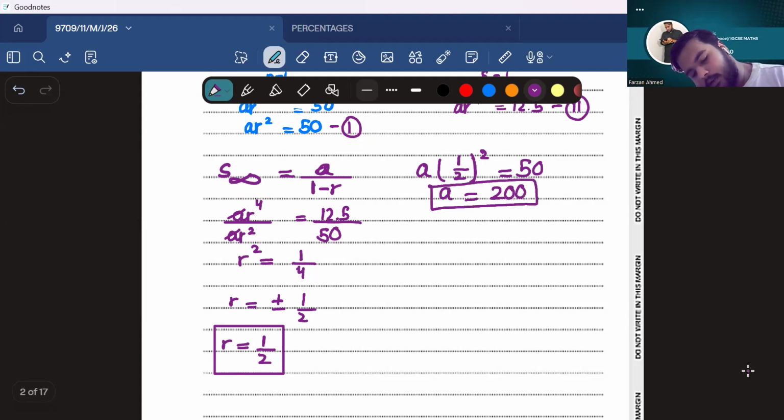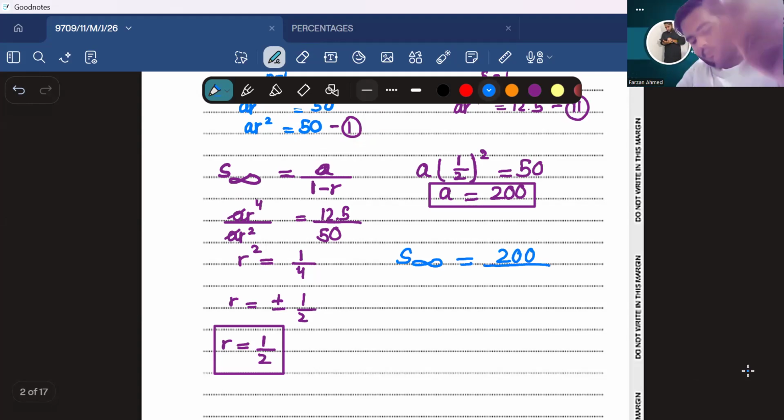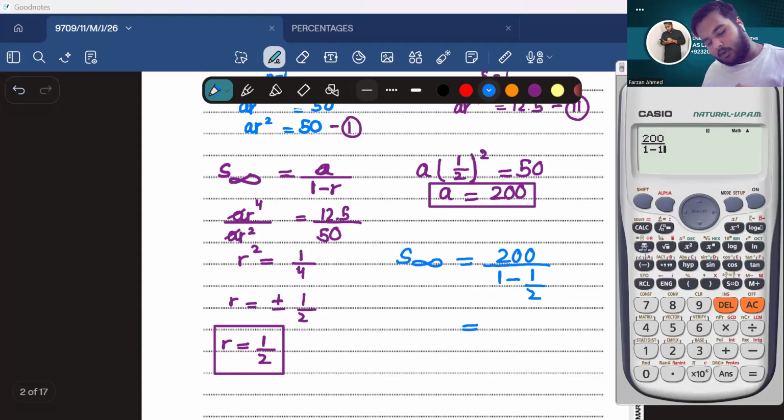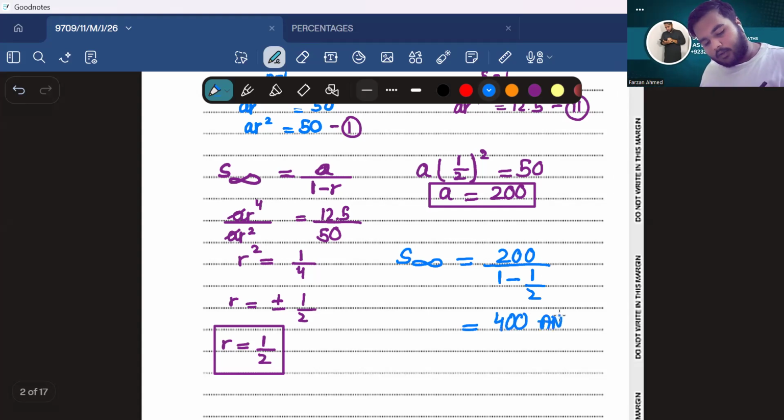Now it is very easy. Now we will find the sum to infinity. The sum to infinity is equal to A, which is 200, over 1 minus 1 upon 2. So what is the answer for the sum to infinity? 200 over 1 minus 1 upon 2. So the answer we got is 400. So this is our final answer.